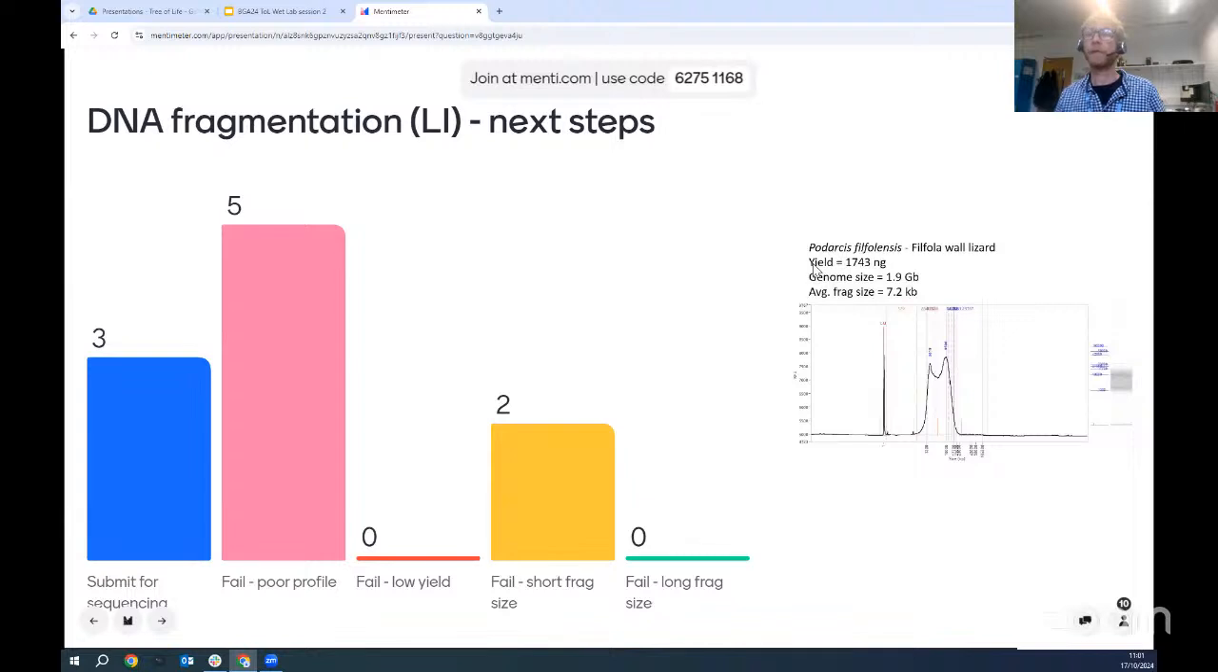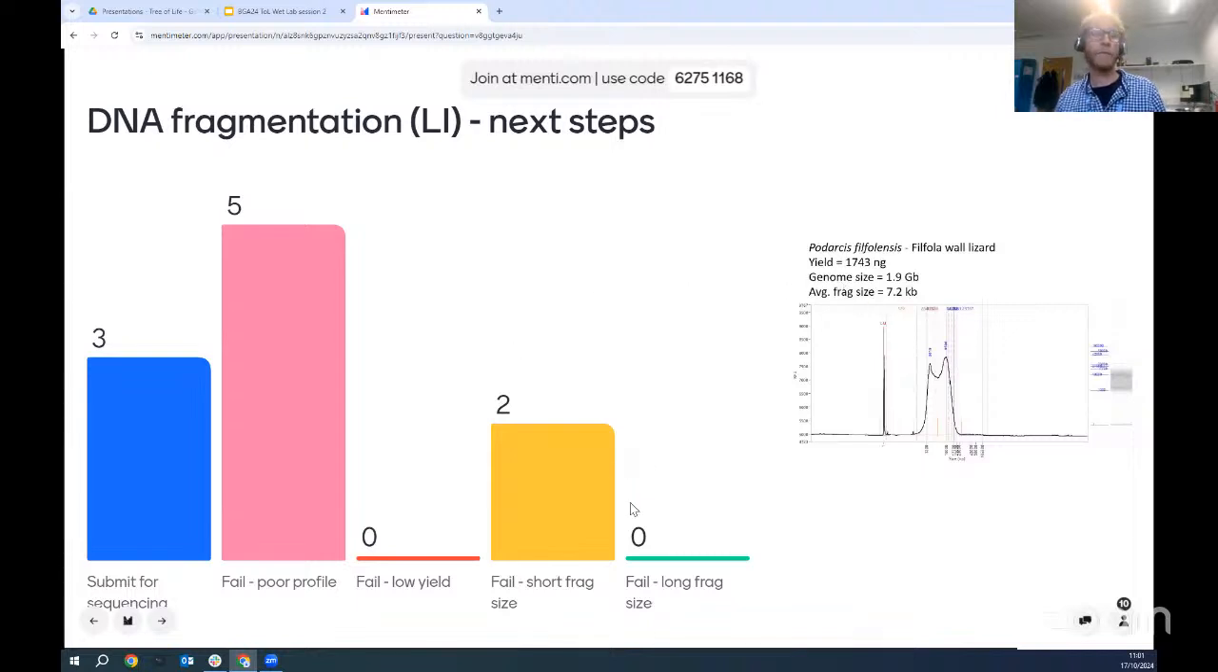So for this example, you have 1,700, so you'll end up with roughly 900 nanograms of DNA, and a genome size of 1.9 gigabases. So you're sitting on the borderline of having enough DNA to reach coverage if you do that modified spry, but it is something that is possible to do.